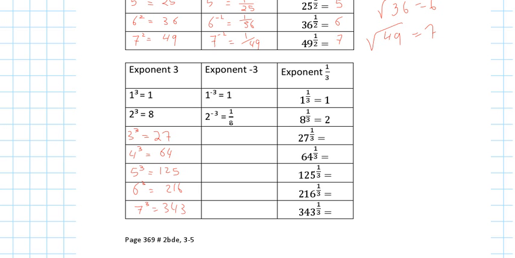Okay? Now, without using a calculator, if you want to find 3 to the power of negative 3, what do you think it's going to be? 1 over 27, because this is the inverse of the first one, right? It's the reciprocal of the first one. So it's going to be 1 over 27. 4 to the power of negative 3 is going to be 1 over 64. 5 to the power of negative 3?